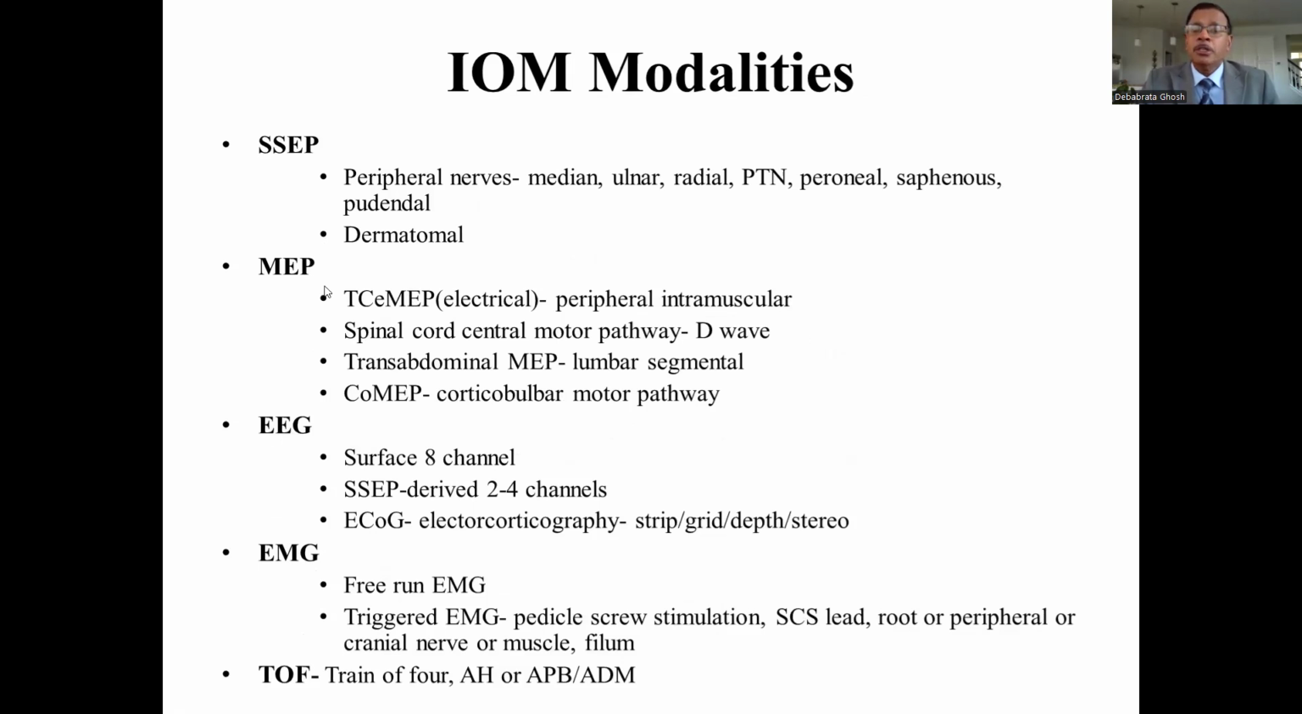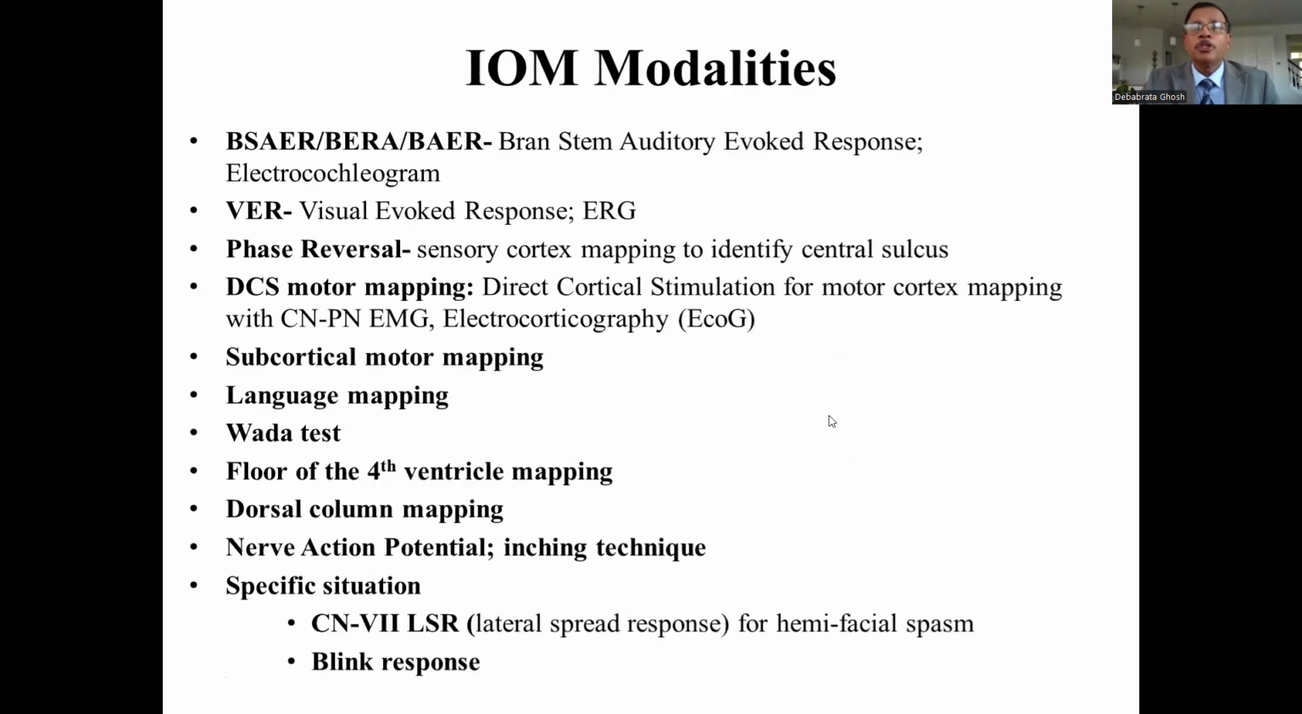To name them: SSEP, MEP, EEG, EMG, train of four, brainstem auditory evoked response, visual evoked response, phase reversal study, direct cortical stimulation with motor mapping, subcortical motor mapping, language mapping, water test, floor of fourth ventricle mapping, and dorsal column mapping also. Nerve action potential can also be done, and specific situations like blink response or lateral spread response can be tested very easily.